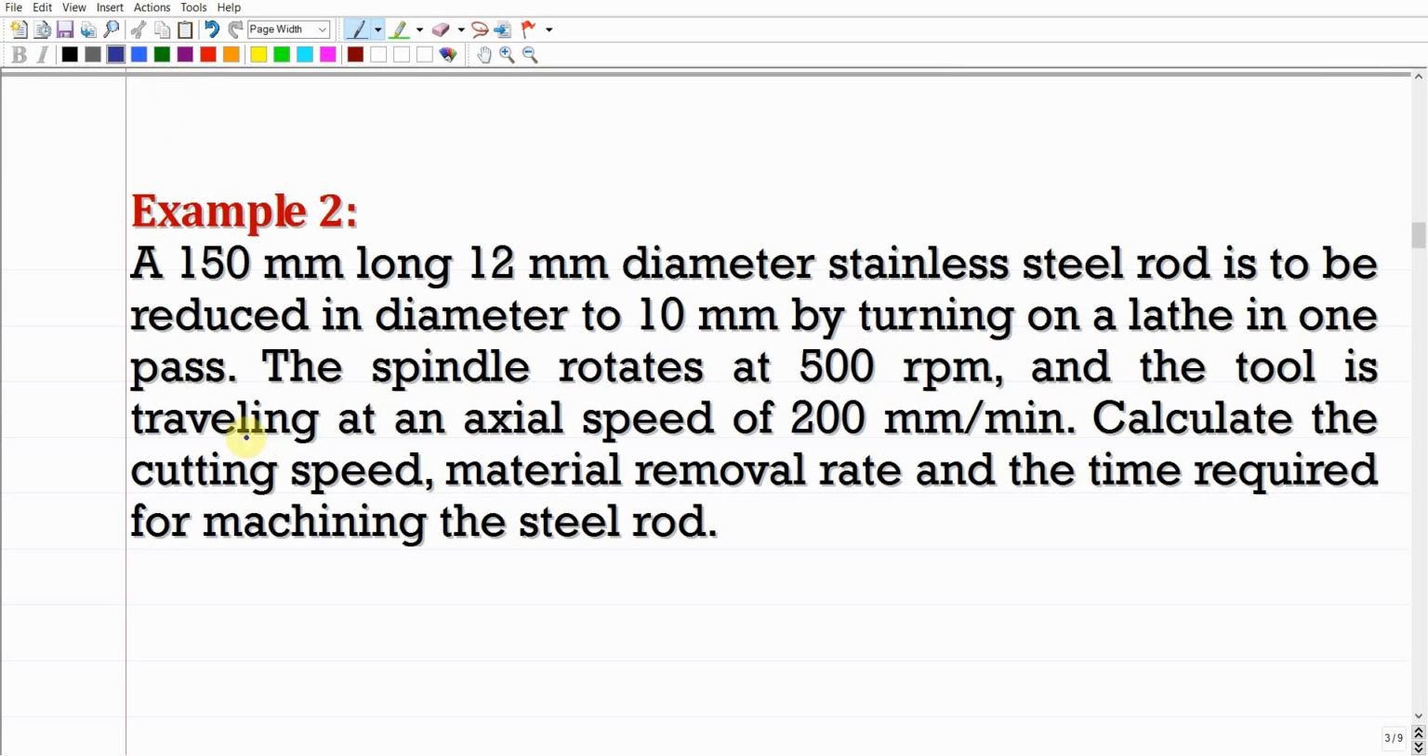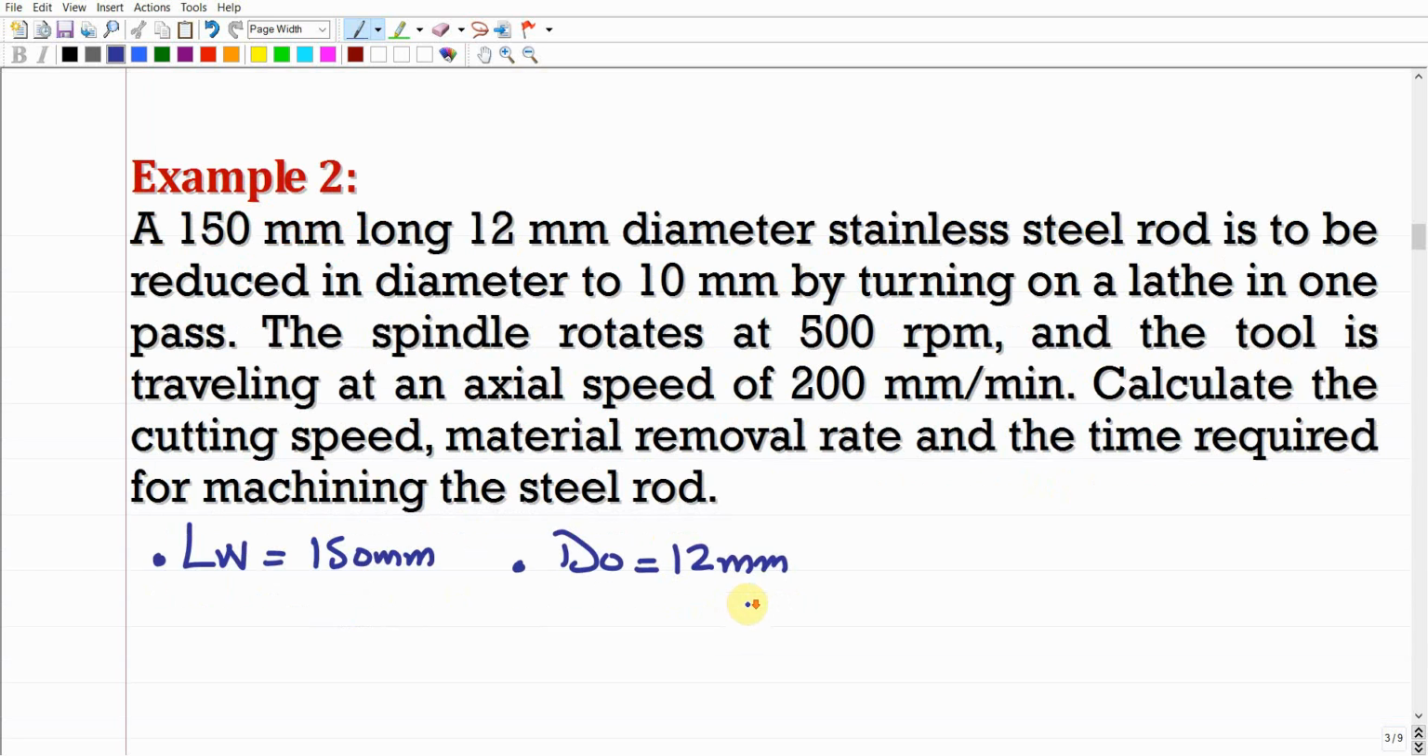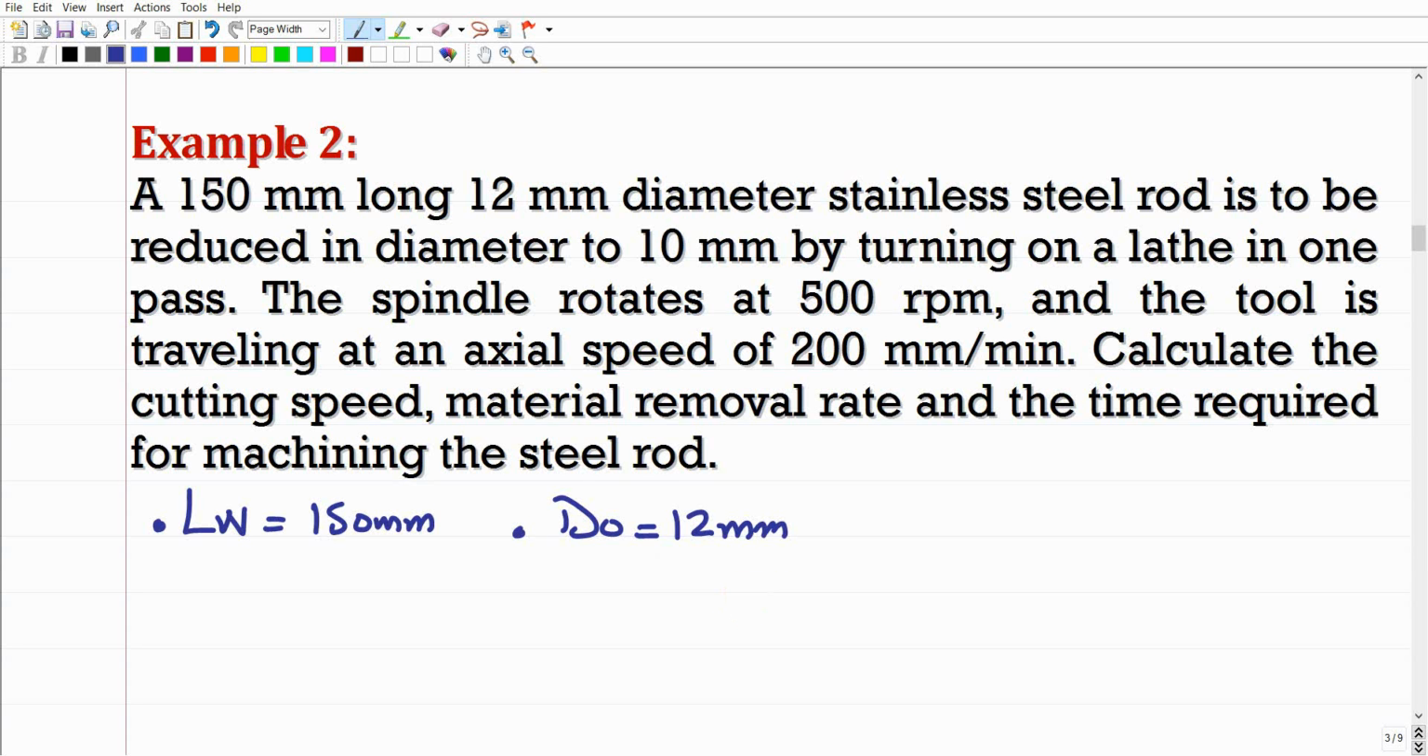Example 2 is also very similar. We have a 150 millimeter long work part, so this is going to be the length of the work part, and a 12 millimeter diameter stainless steel rod. So the diameter D0, the original diameter, is 12 millimeter. All the time he starts by describing the original dimensions of the work part, and then he tells us the type of the operation and the new dimensions that we're going to end up with upon performing this machining operation. So he started with describing the original dimensions of the rod.